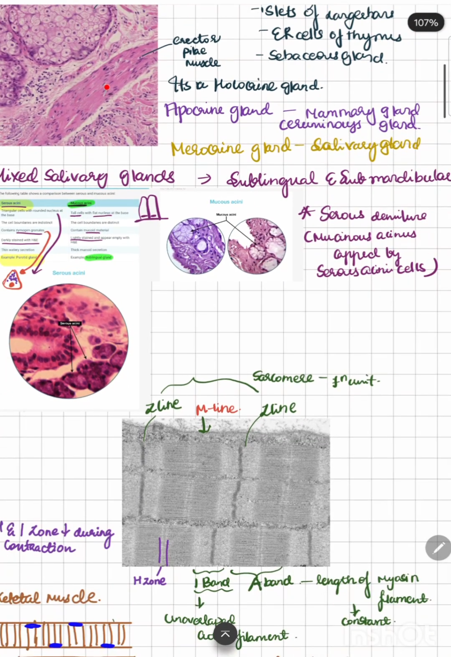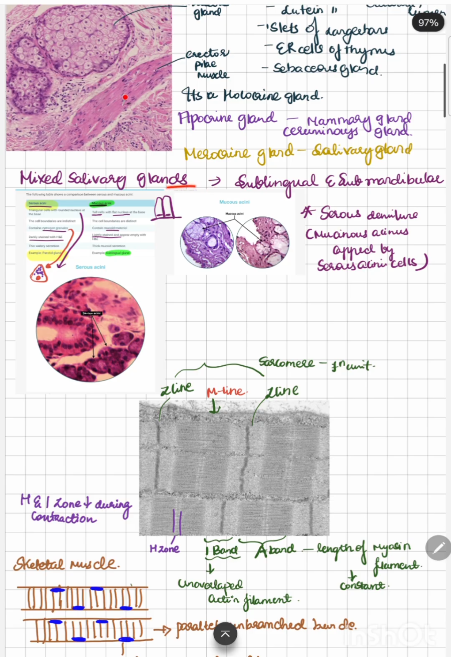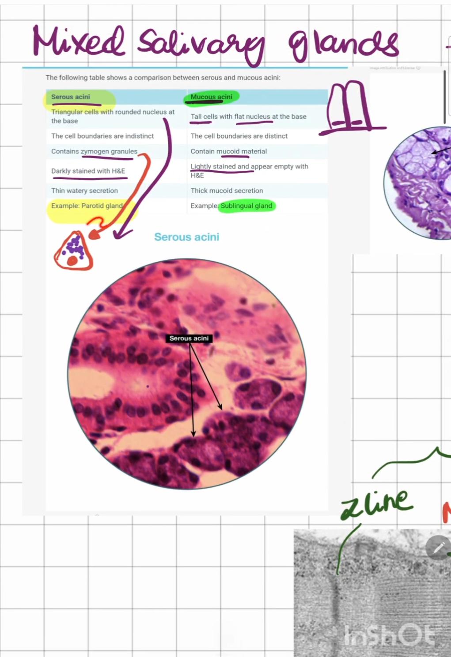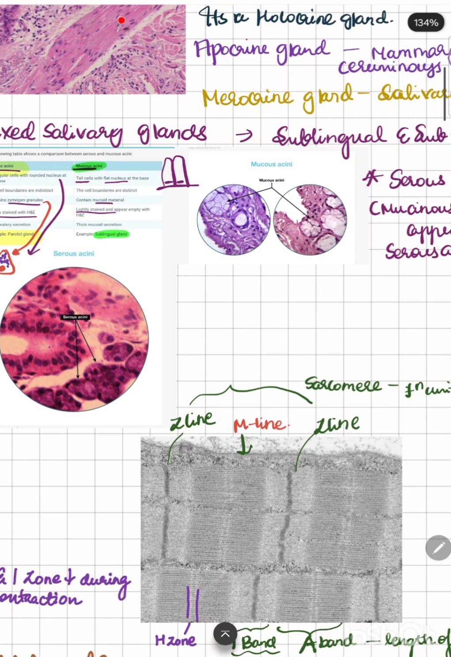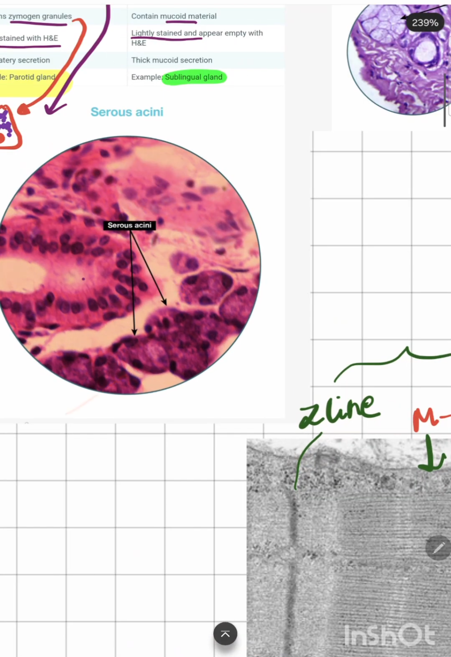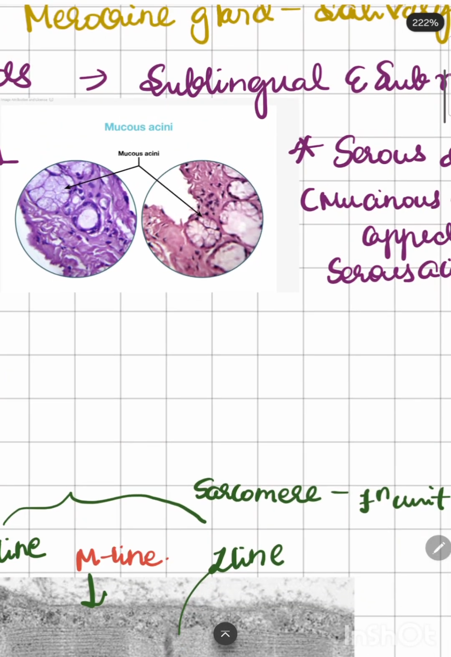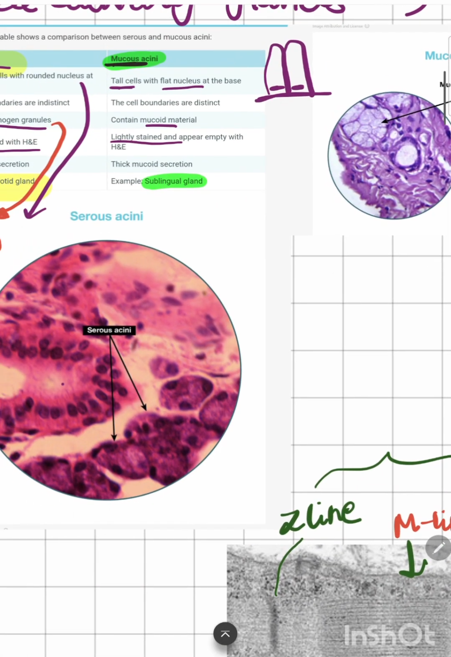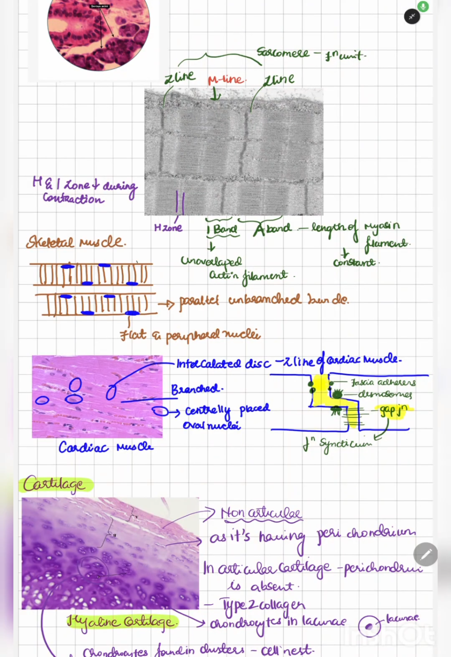Right. The sublingual gland and submandibular glands, these are actually examples of mixed salivary glands, but the example for serous gland is parotid gland, that you should remember. And this is a histological section of serous acini, and this is histological section of mucinous acini. These are kind of a bit paler when compared to serous acini, right? Now comes the histological section of the muscle.